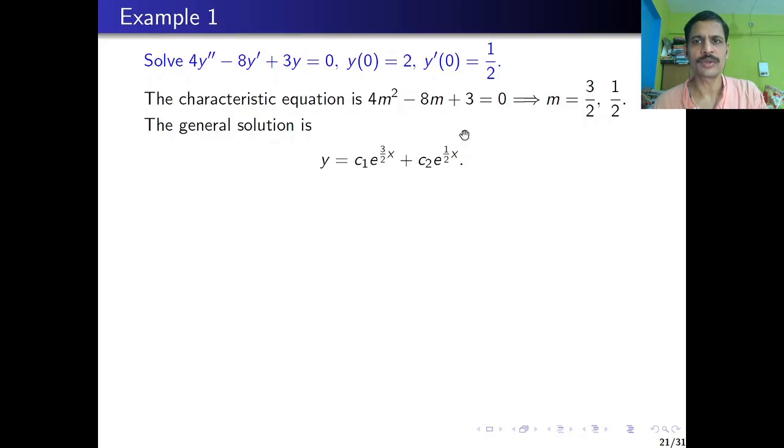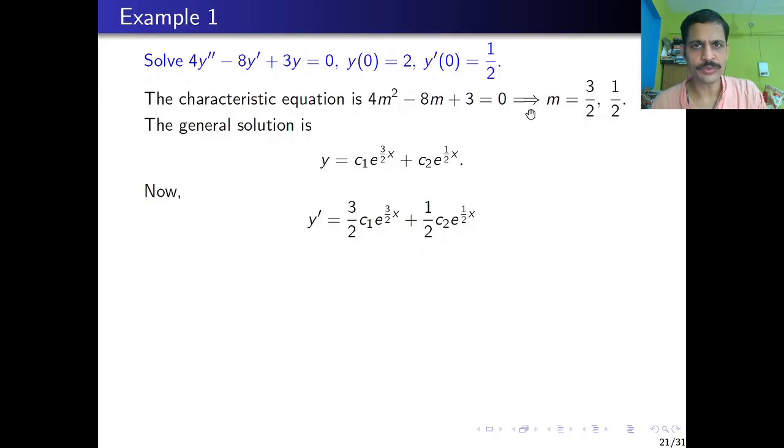So the solution is e raised to 3 by 2x as one of the linearly independent solutions and e raised to half x as another linearly independent solution. So the general solution is a linear combination of the two. That is, the general solution is y is equal to c1 e raised to 3 by 2x plus c2 e raised to half x.